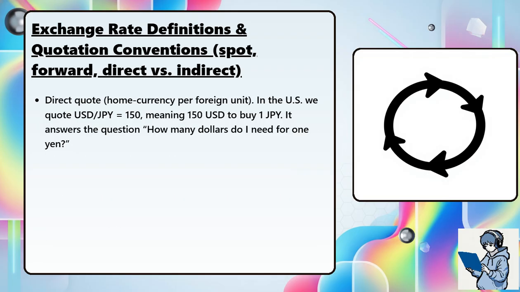Direct quote is home currency per foreign unit. In the United States, we quote USD per JPY equals 150, meaning 150 USD to buy 1 JPY. It answers the question, how many dollars do I need for 1 yen?